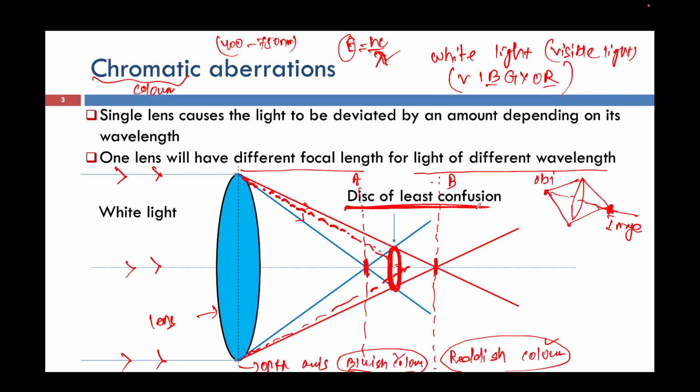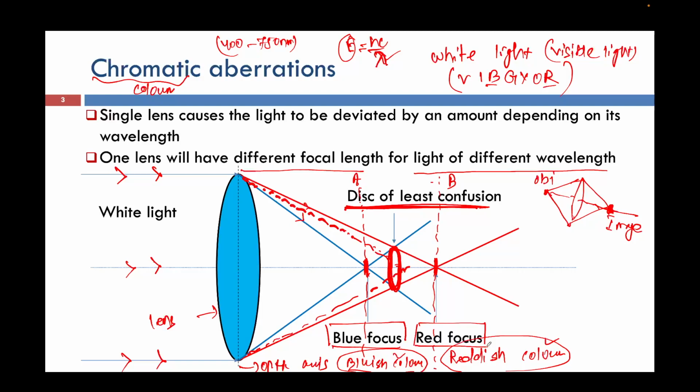Here, why are we taking the disc of least confusion? Because here the image will have the minimum effect from the blue wavelength as well as the red wavelength. So that is why we have to put our detector at the disc of least confusion. And the point where the blue wavelength is focused is known as the blue focus. And the point where the red wavelength is focused is known as the red focus.